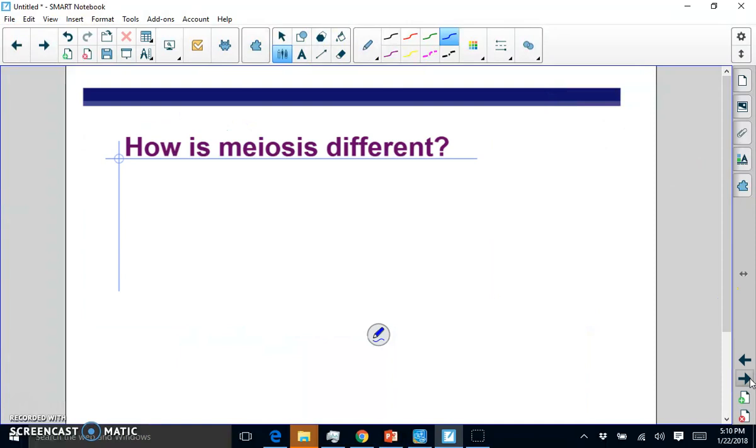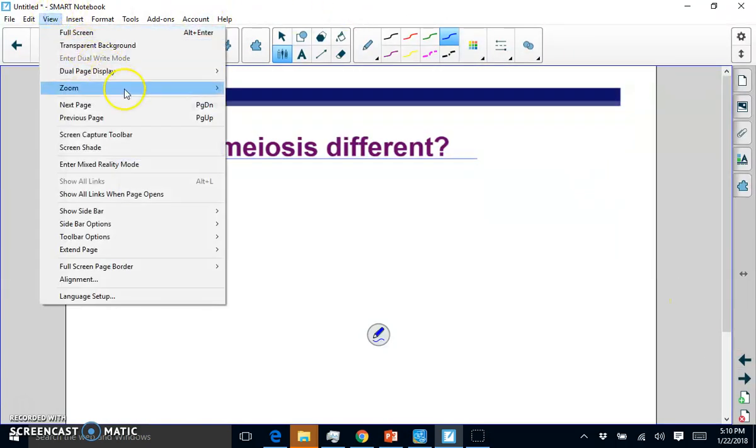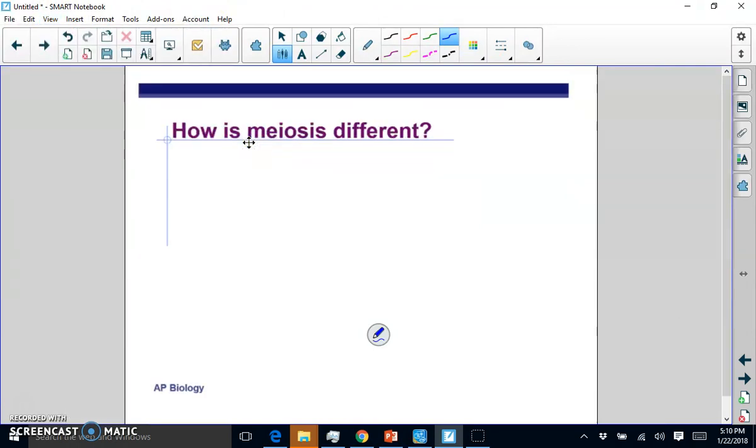So, let's talk briefly, we're not going to look at the details of the process until in class, because it's ridiculous and we have to do it in class. Let's look at, in summary, how meiosis is different. First of all, in meiosis there are two divisions. Okay, the cell divides twice, okay? And they're aptly called meiosis 1 and meiosis 2.